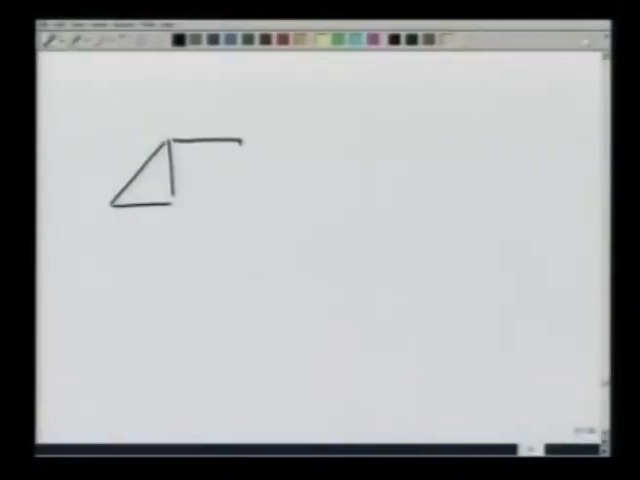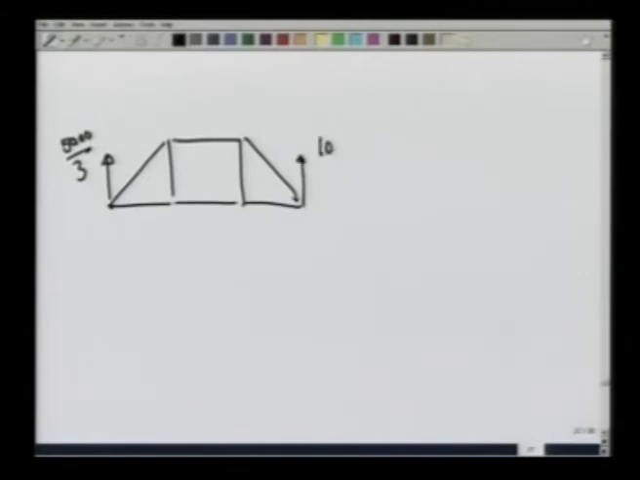If I make it again, I know the force here is 5,000 over 3, force here is 10,000 over 3, force here is 5,000. I know the force in this member and in this member.